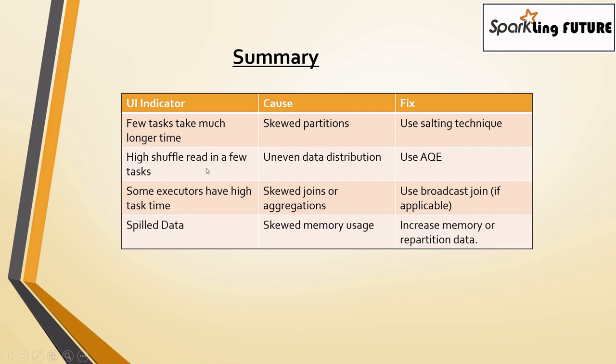And if you see high shuffle read in a few tasks, how can we see that? There are shuffle read and write options that you can see in the UI. If the read and write sizes are not the same in the UI, then we can confirm there is uneven data distribution, and we can use AQE. Sometimes some executors process a lot of memory while another is not properly utilized. At that time we can use a broadcast join. I wrote 'if applicable' for broadcast join because it applies when there is a join between small and large data sets. Otherwise we can go ahead with the above two techniques.